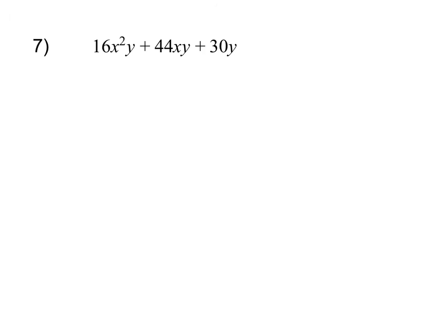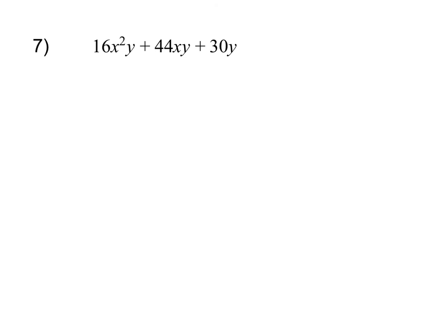Number 7, we have 16x squared y plus 44xy plus 30y. So here we have a lot of variables. So first we're going to see if we can factor any of those out at the very beginning. And also we're going to see if there's a number that we can pull out at the beginning too. So first we need to find our greatest common factor.